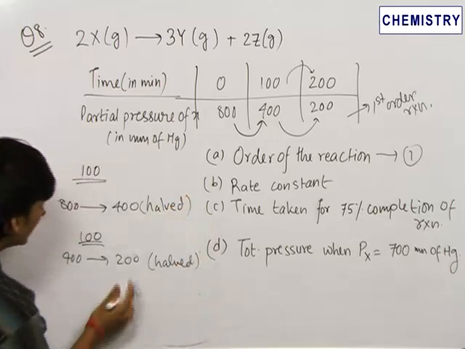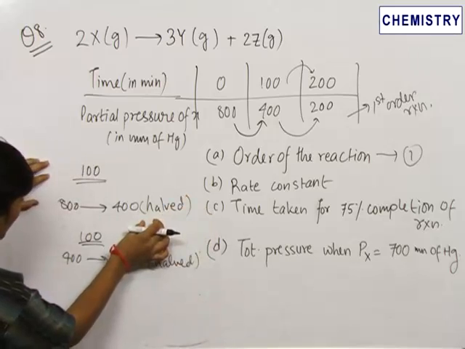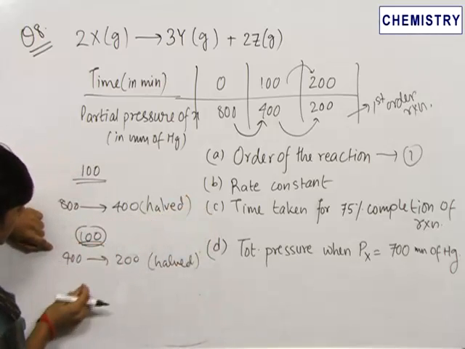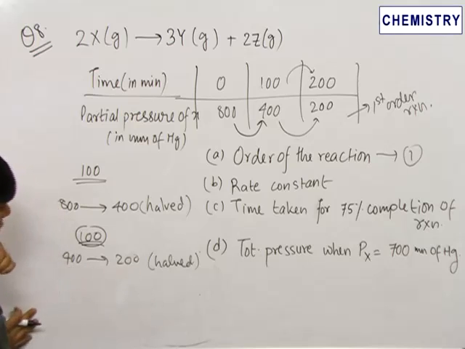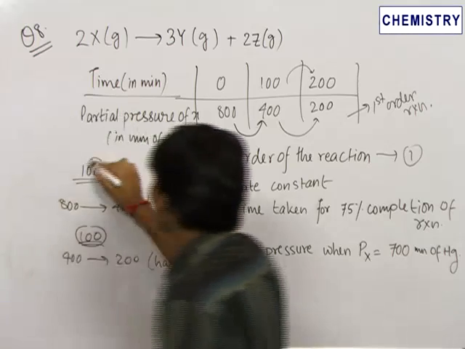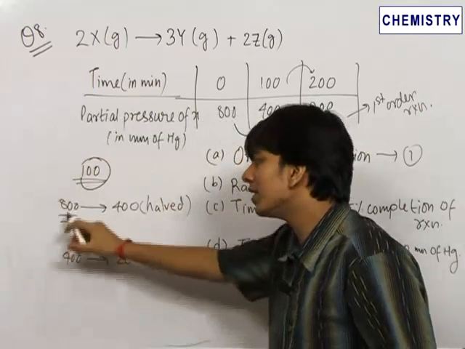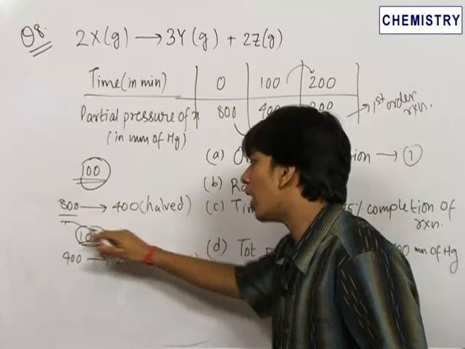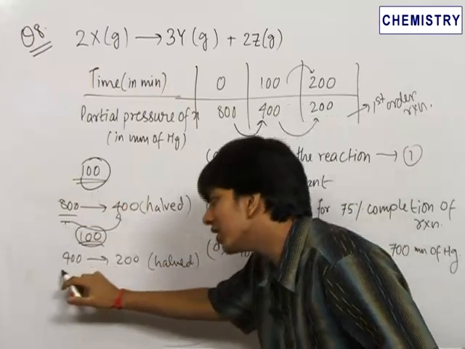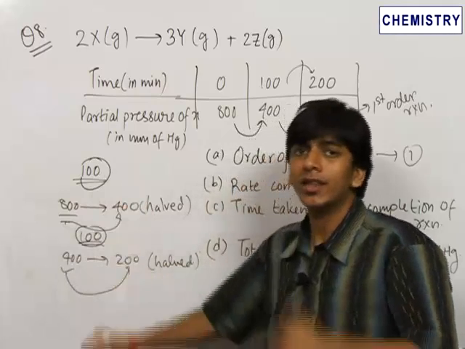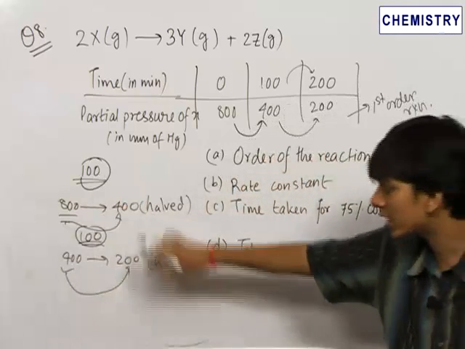Now, we see that this is equal to the T half, that is the time in which the concentration reduces to half. This is again T half, that is the time taken for the concentration to reduce to its half value. Now we see that the T half is independent of the initial concentration. Even when the concentration was 800, it reduced to half its value in 100 minutes, and even when the concentration was 400, it reduced to half its value in 100 minutes. Therefore, T half is independent of concentration, as we find out here.